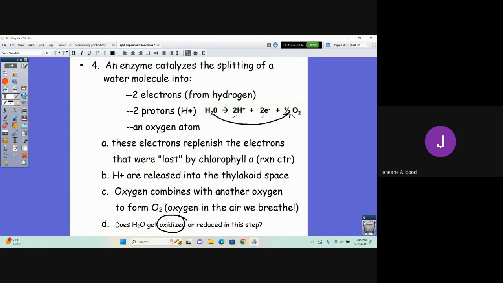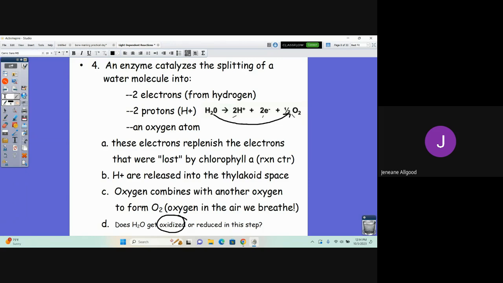Because in going from water to oxygen, water has hydrogen, oxygen doesn't. You are losing hydrogen, so therefore you are losing electrons, and that is oxidation occurring. And that would be something that, once you really cement it into your brain, that the oxygen in the air we breathe comes from the splitting of water.